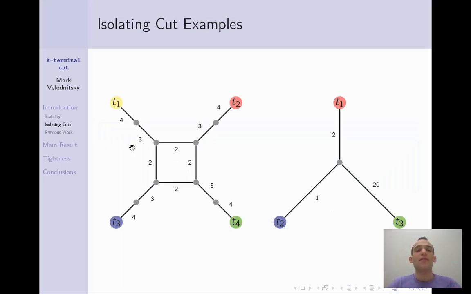So just to look at these graphs again, for terminal T1, T2, or T3, the isolating cut would be the cut that just separates them from the rest of the terminals by cutting the edge of weight 3. Now, in the case of terminal 4, we actually have two options for the isolating cut. It could be these two edges with weight 2 or this edge with weight 4. Now, if we go over to this example on the right, the isolating cut for T1 just removes this edge. The isolating cut for T2 removes just this edge. And if we want to take the isolating cut for T3, we remove both of these edges for an isolating cut of weight 3.